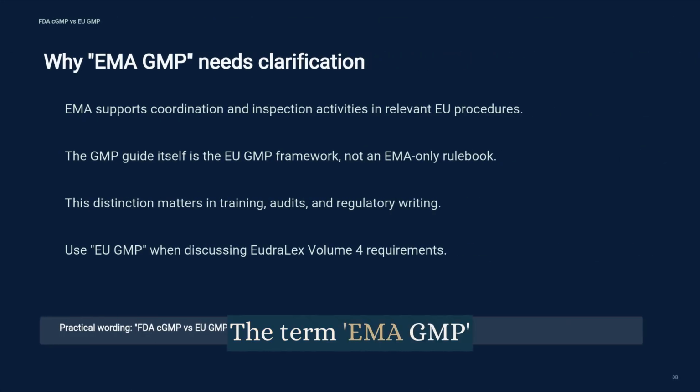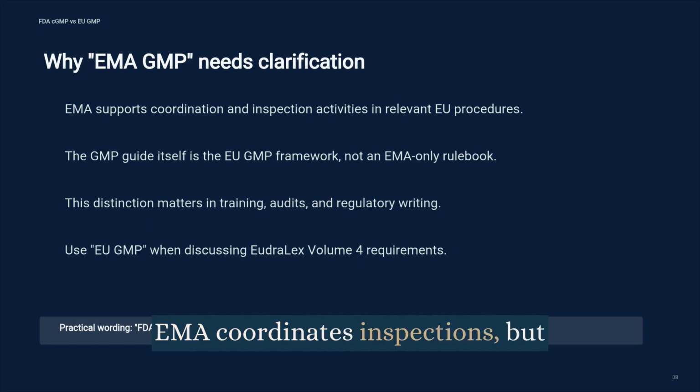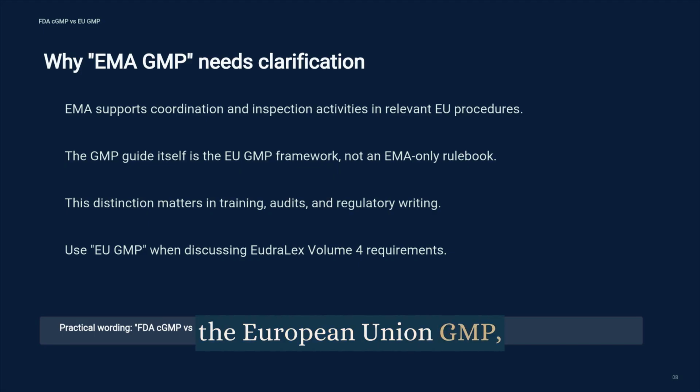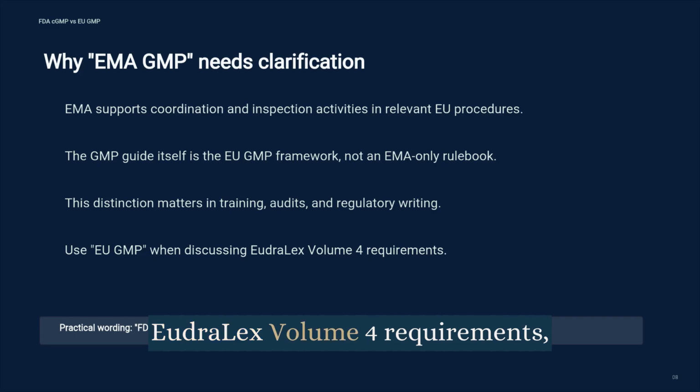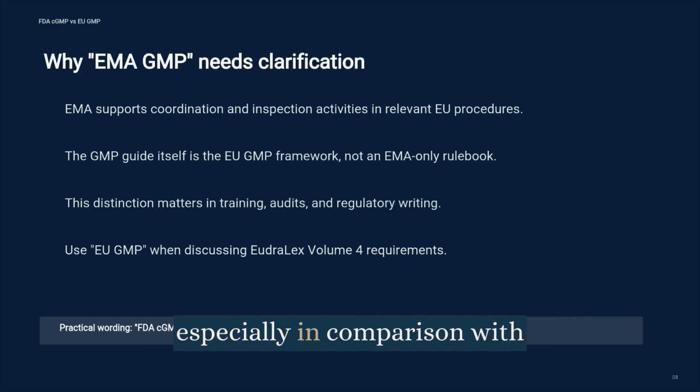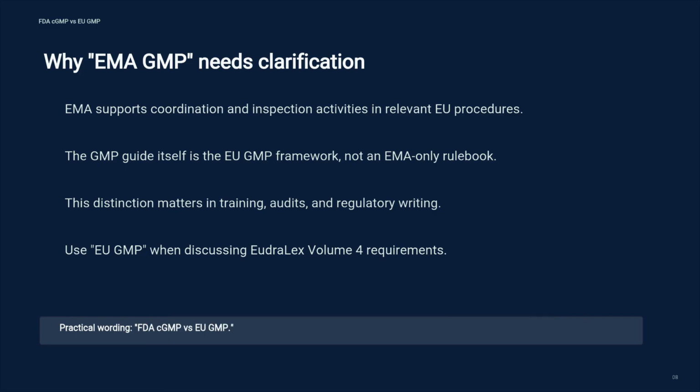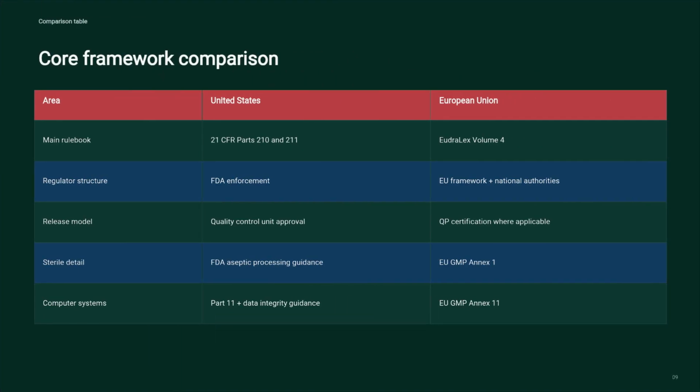The term EMA GMP can be misleading. EMA coordinates inspections, but the actual framework is the European Union GMP, not an EMA-specific rulebook. This distinction is crucial for training, audits, and regulatory writing. Always refer to European Union GMP when discussing EudraLex Volume 4 requirements, especially in comparison with Food and Drug Administration current good manufacturing practice. Let's compare the core frameworks.